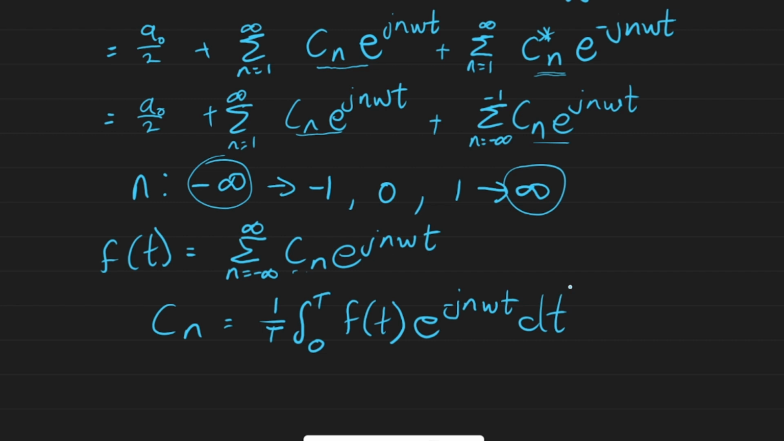As I said previously, this is all leading us to the derivation of the Fourier transform. So this conversion of the Fourier series to be in terms of this complex exponential is the first step to finding the Fourier transform.